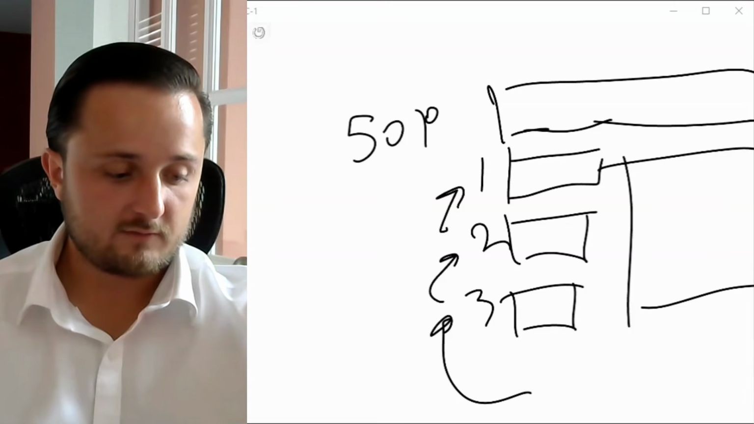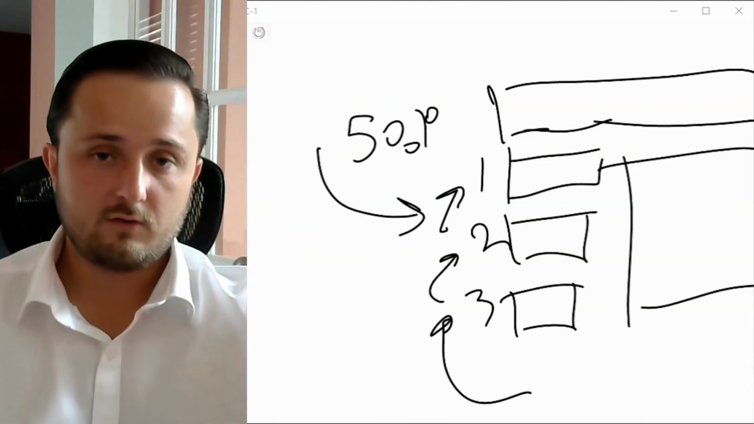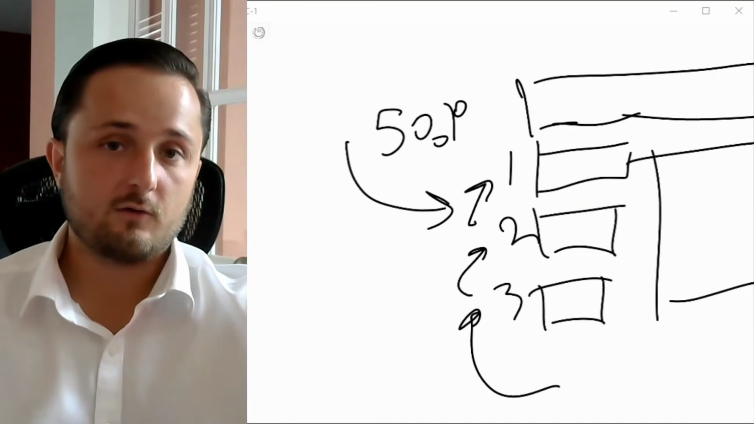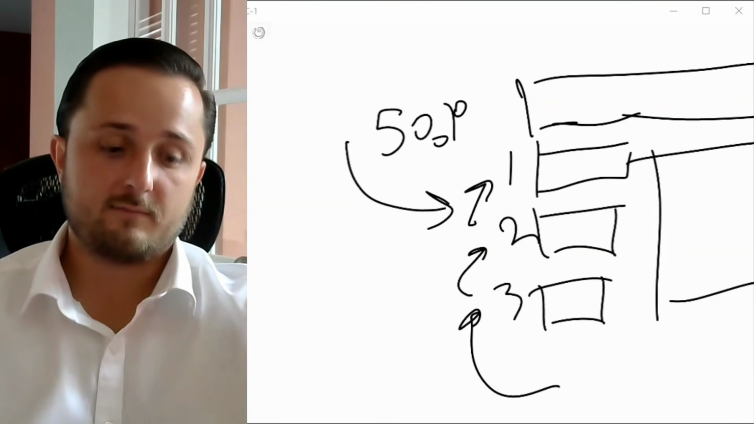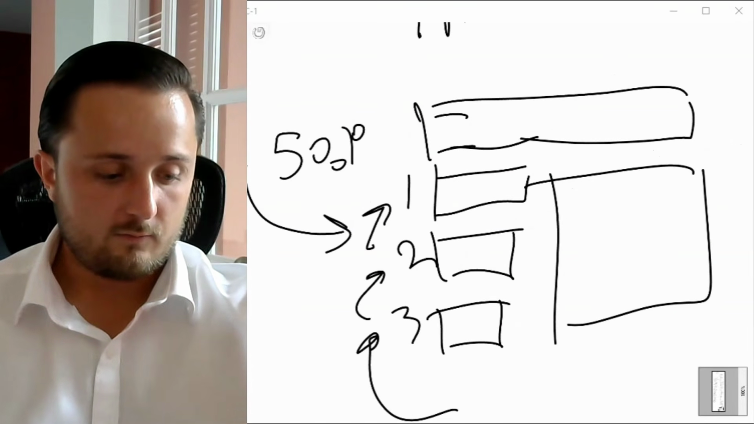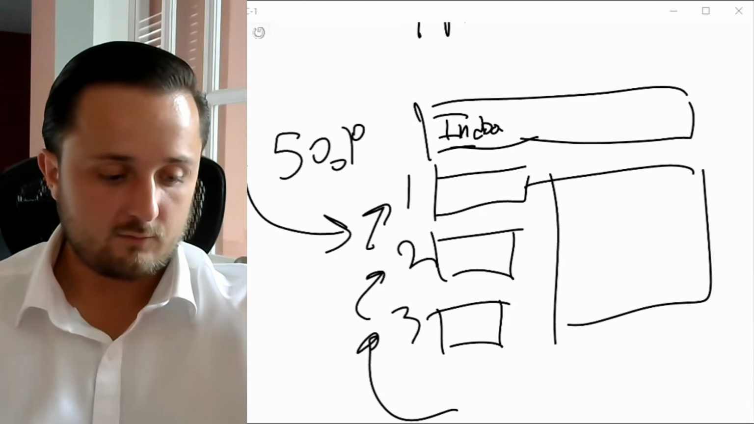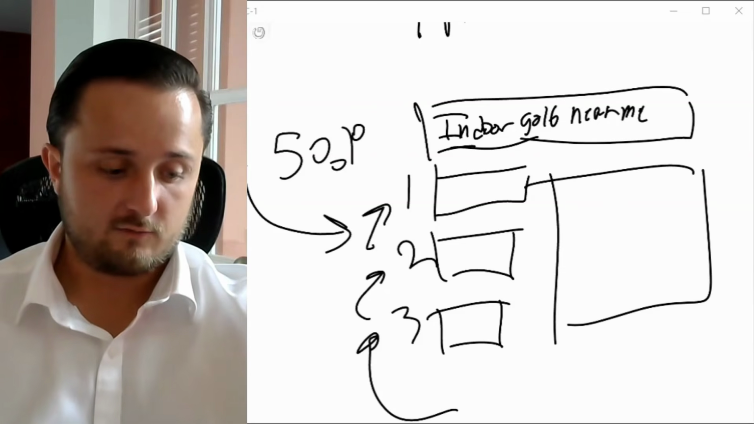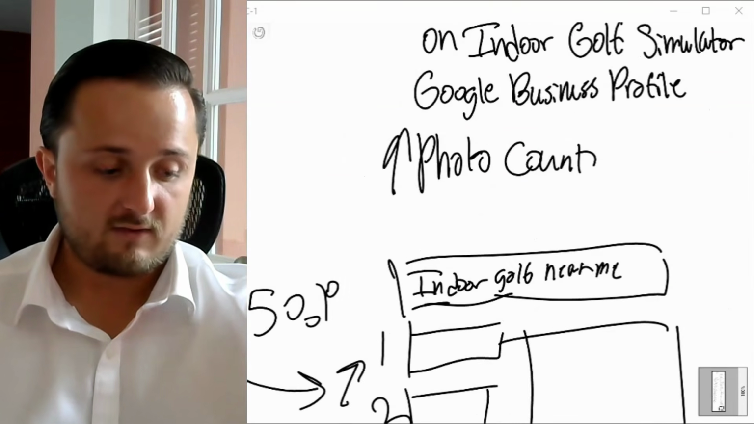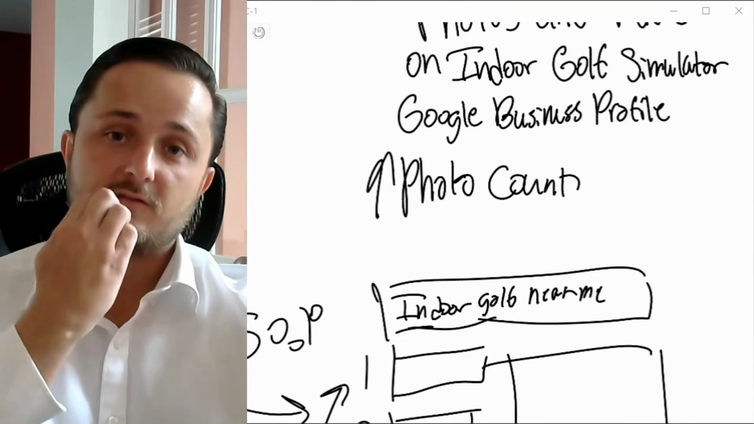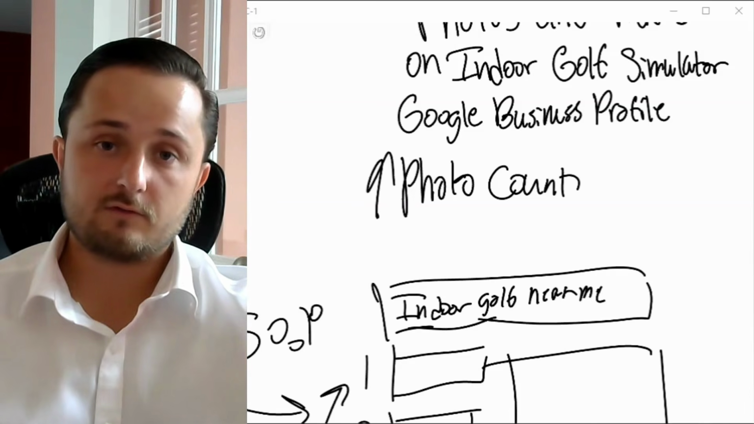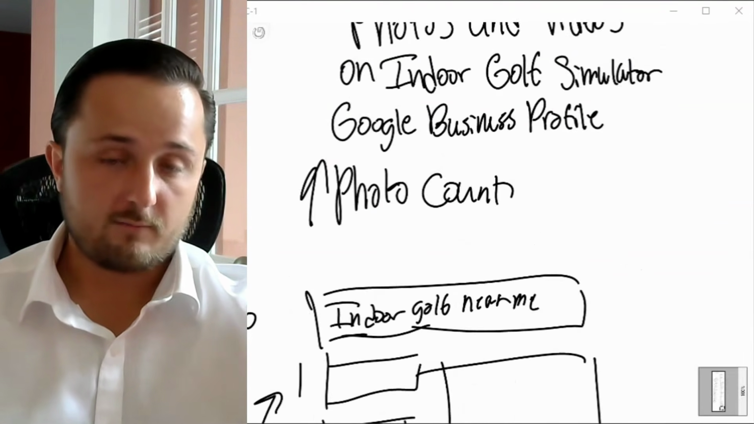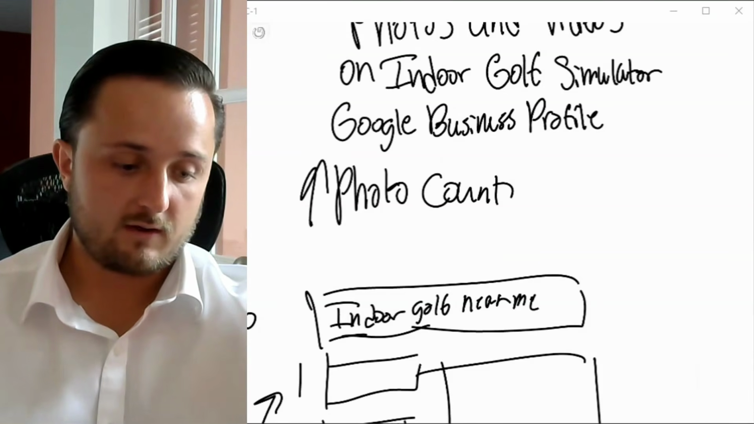50% or close to 50% of all traffic for local search intent queries or keywords goes to those first 3 Google Business Profile map listings. So when someone searches for indoor golf near me, we want to rank in those positions, right? So having a high photo count will help. This photo count can come from people leaving reviews and taking photos and uploading them with their review content. This can also come from us uploading a ton of photos and getting our photo count up.